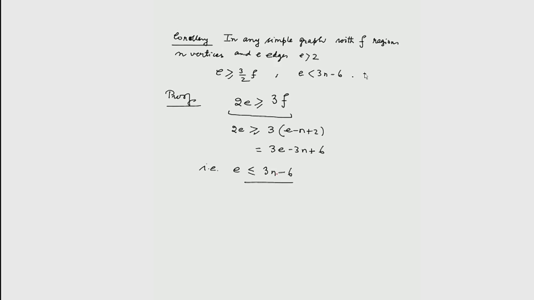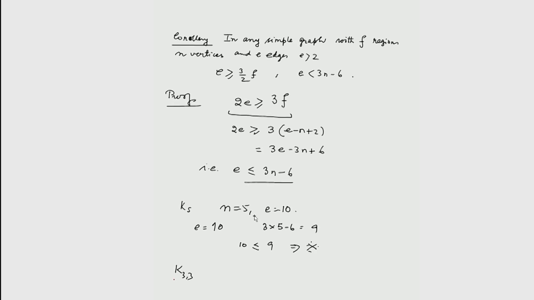Now, if I look at K5, that is the complete graph with 5 vertices, here n is equal to 5, E is equal to 10, and therefore I will have E on one side 10 and the other side 3 into 5 minus 6, which gives me 9. So, I have got 10 is less than or equal to 9, which is a contradiction, and therefore, it cannot be a planar graph.